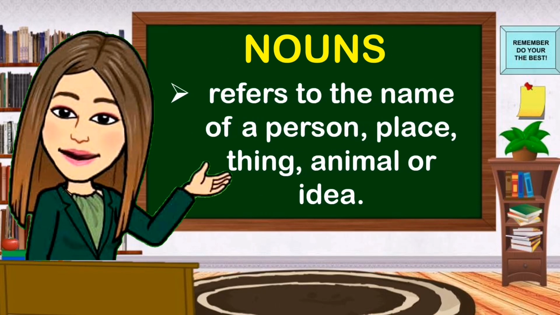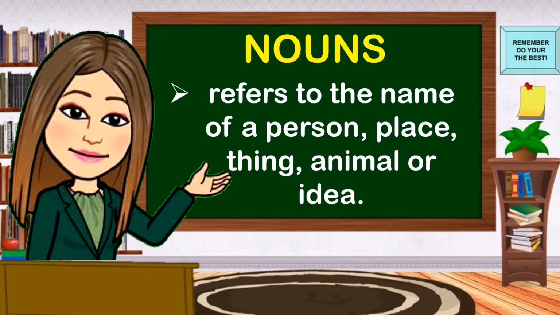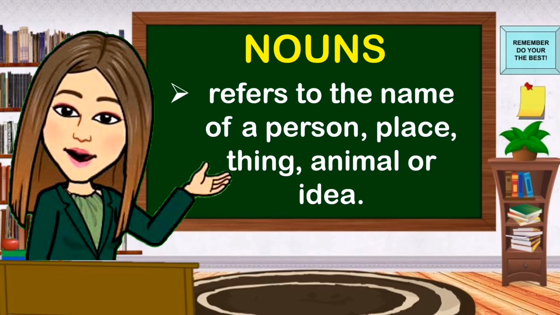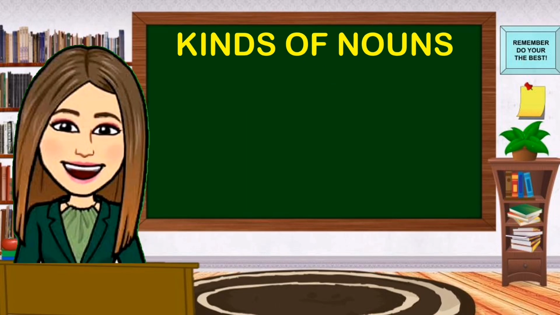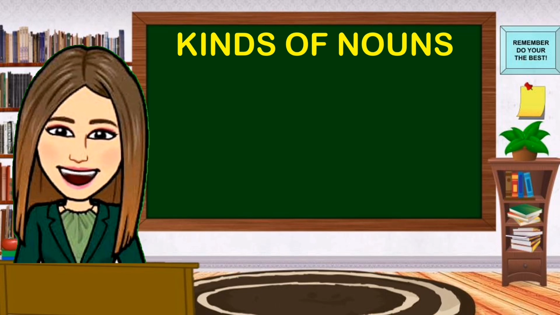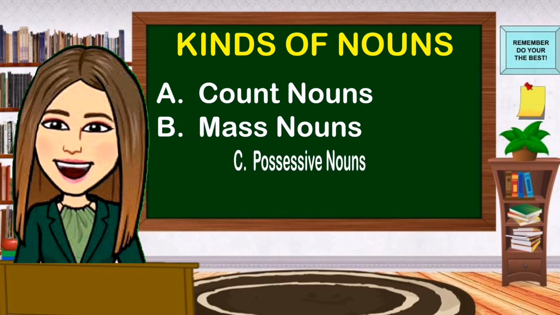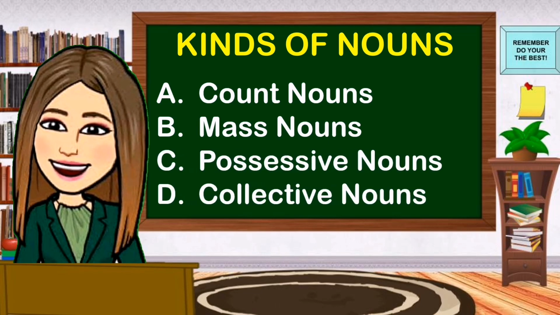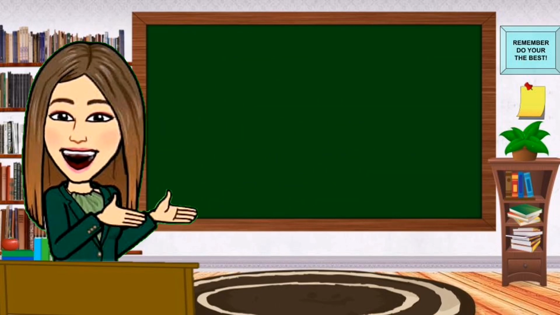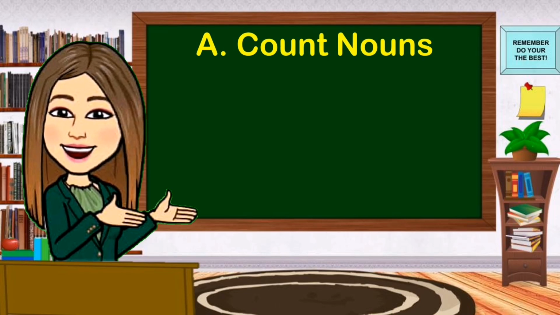Nouns refers to the name of a person, place, thing, animal, or idea. Nouns are naming words. In this lesson, we will study the other kinds of nouns, like count nouns, mass nouns, possessive nouns, and collective nouns. Let's define each kind of noun. Let's start with the count nouns.